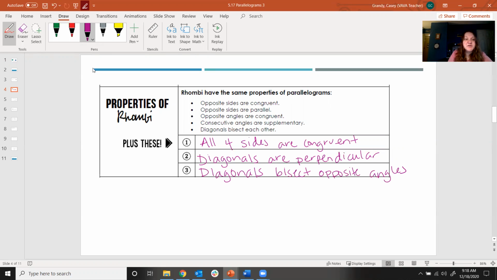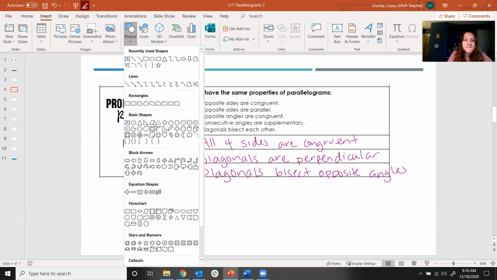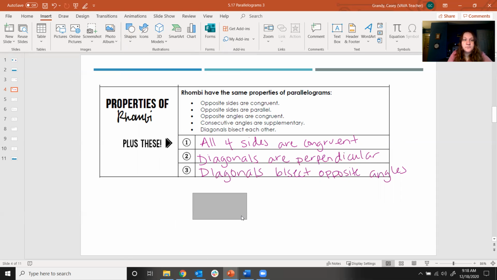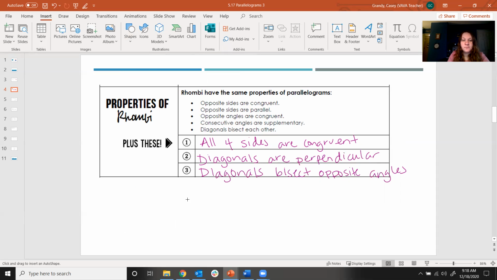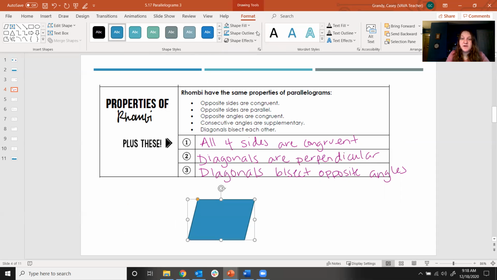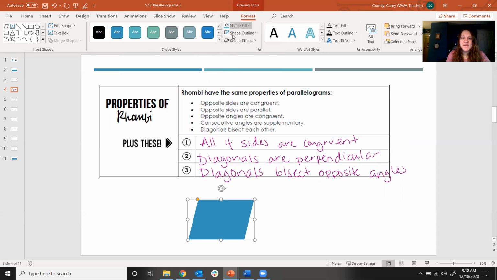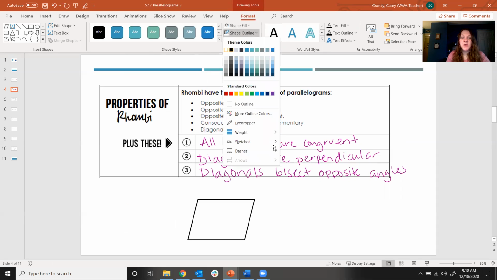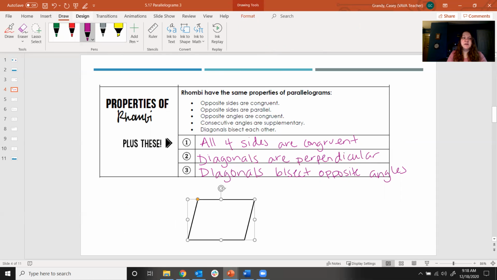So if I were to draw a picture of a rhombus, it would have all of the same properties of a parallelogram, so everything we've already talked about in a parallelogram, plus these extra three properties. So all four sides are congruent, so we can go ahead and mark all four sides congruent. Four sides, silly me.